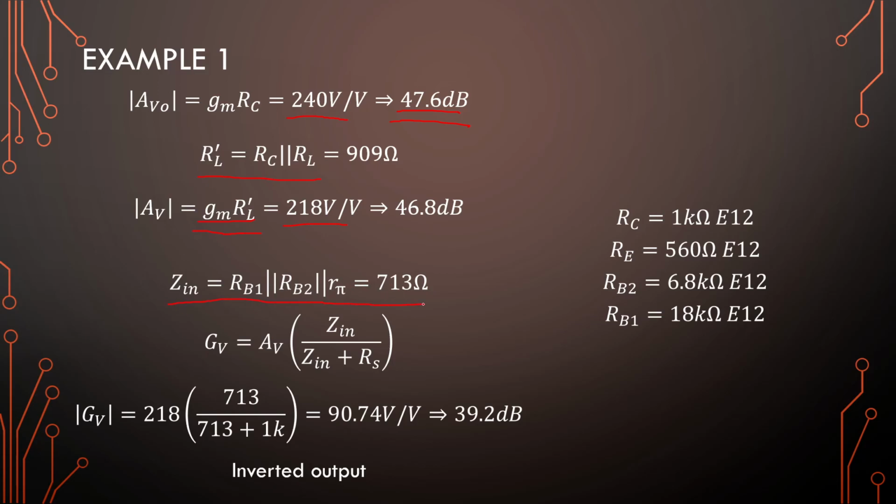Okay, calculating our input impedance, since we need it for the total gain, we get 713 ohms. So increasing the ratios of our base resistors, this will increase just by a bit, but again, for this kind of amplifier, R pi is your best starting point for your design. Total gain, including the effects of RS, will drop our gain to 90.74 volts per volt. And note that our output is inverted.